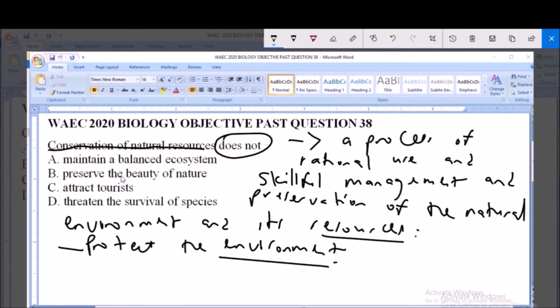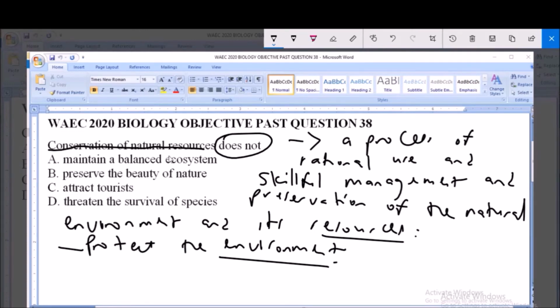So maintain a balanced ecosystem, which is option A. Yes, conservation of natural resources maintains a balanced ecosystem. Option B. Preserve the beauty of nature. Yes, conservation of natural resources serves to preserve the beauty of nature. Conservation of natural resources also attracts tourists, because when you maintain the ecosystem and preserve nature's beauty, tourists will definitely be attracted. Now, what conservation of natural resources does not do is threaten the survival of species.